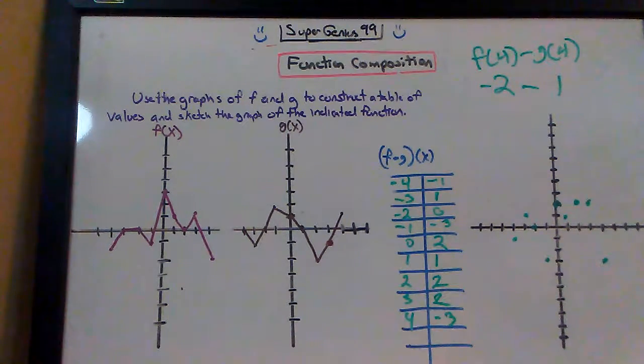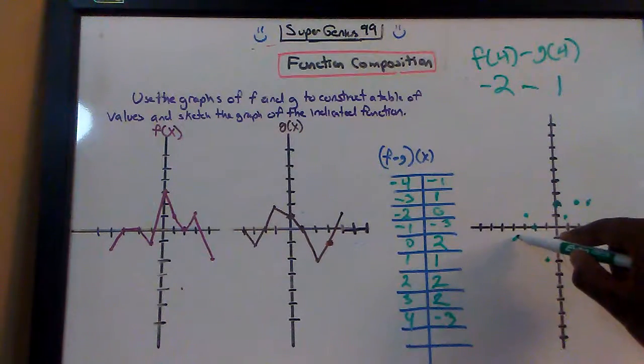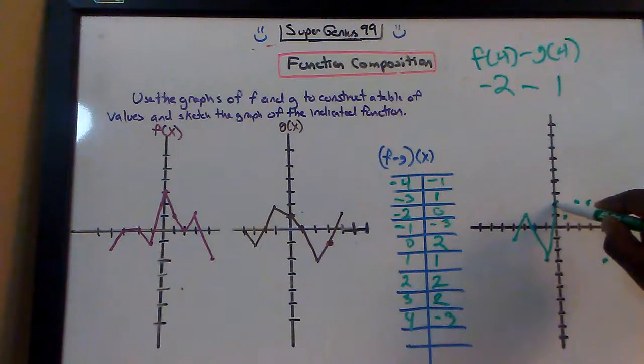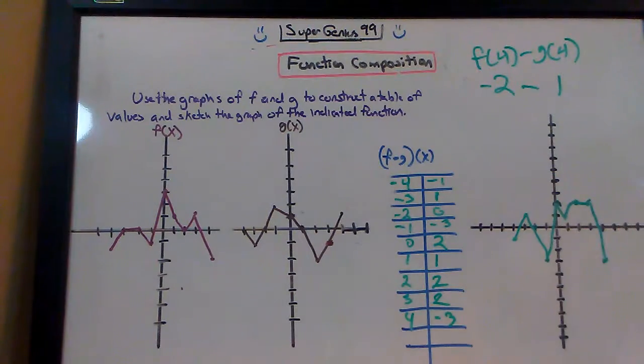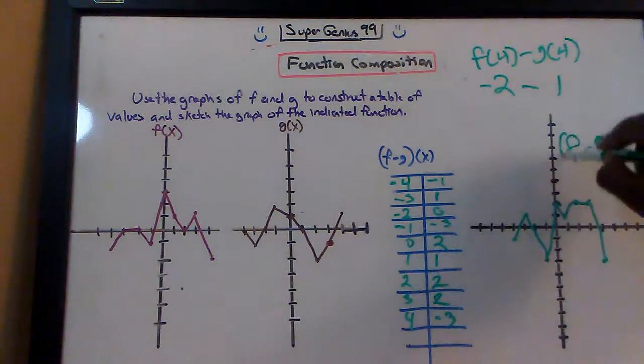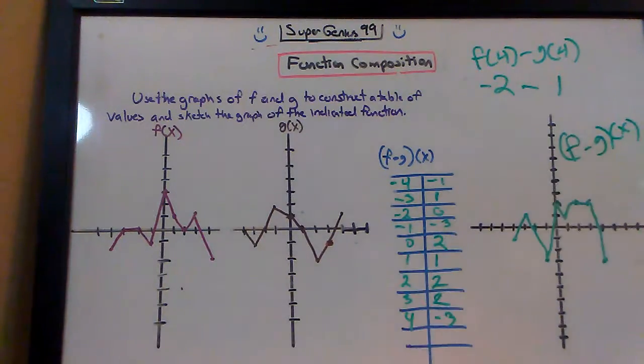All right, and then let's connect the dots. Okay. So there is the graph of, and let's label it, f minus g of x. So that is essentially this graph minus that graph equals that graph over there.